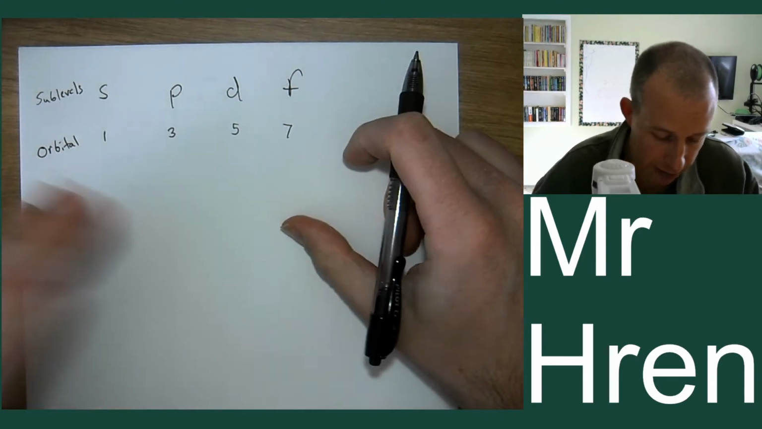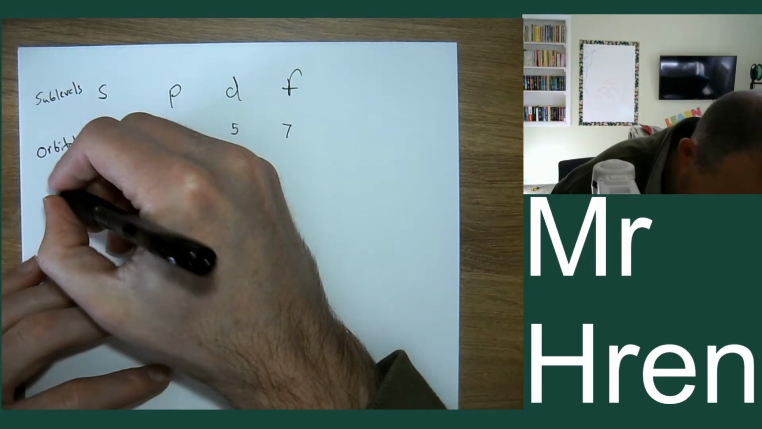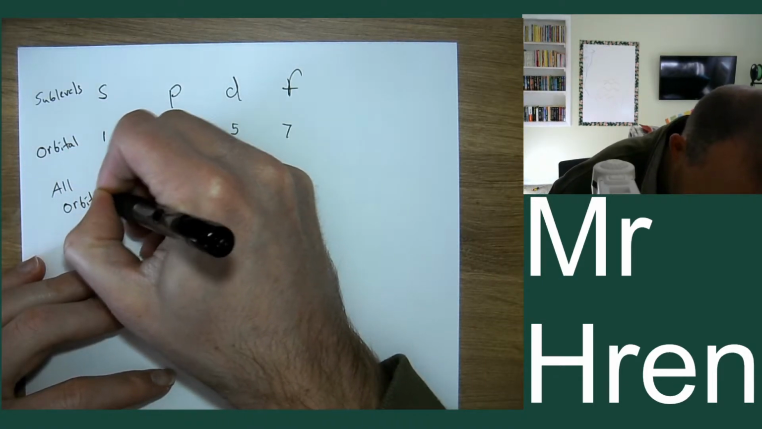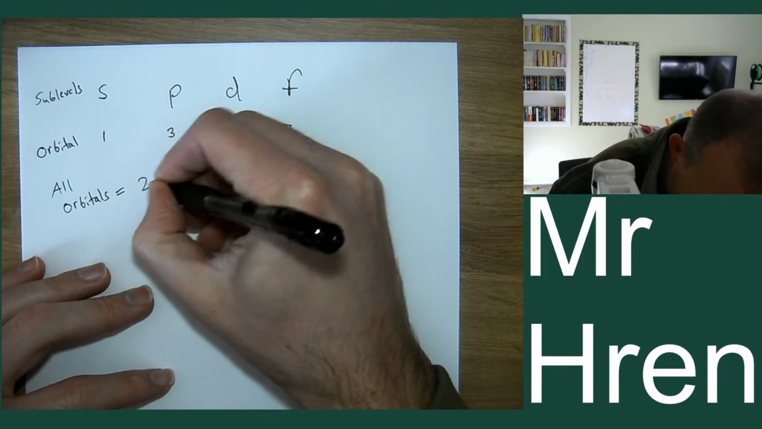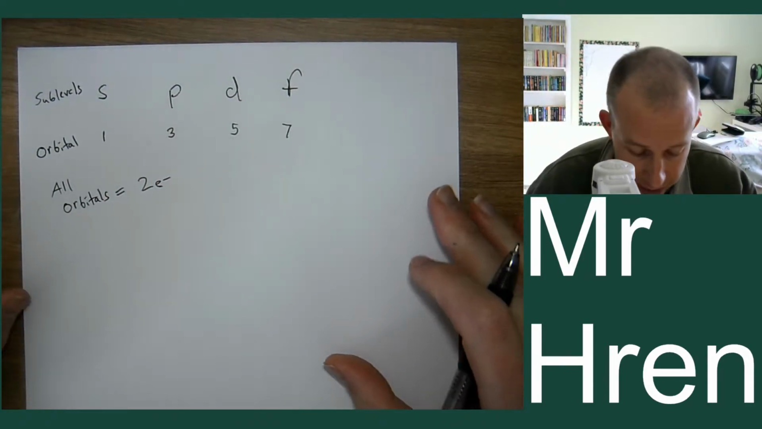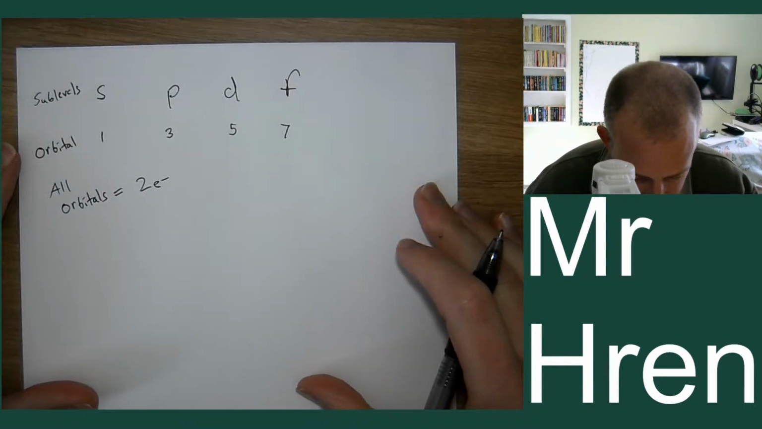Now, remember, how many electrons can any orbital hold? All orbitals can hold 2 electrons, no matter what. That's it, max. That's all they got. 2 electrons. All right, so we're going to remember that.